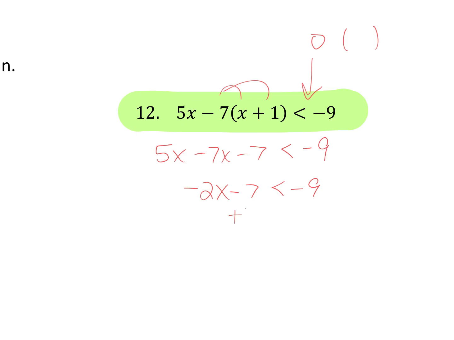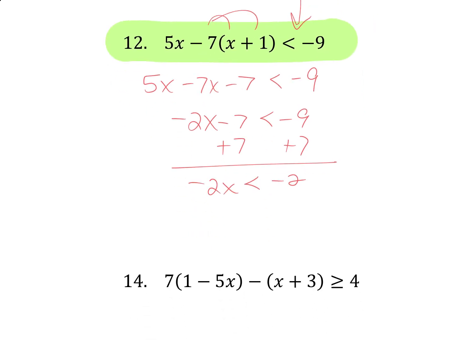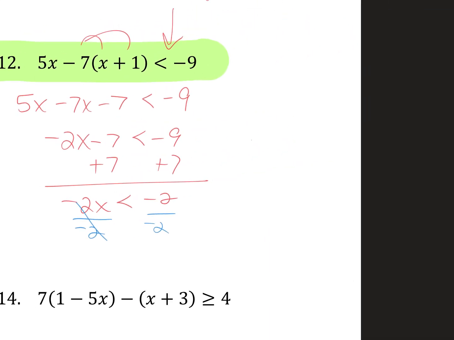Move that 7 over, so plus 7. We get negative 2x less than negative 2. What is the last step here? Divide by what? When you divide by a negative number, guys, what happens to your inequality sign? It flips. So this actually says x is greater than or equal to 1. Negative divided by a negative is a positive. Anytime you multiply or divide by a negative number, the inequality sign switches. So there's the first part of your answer.